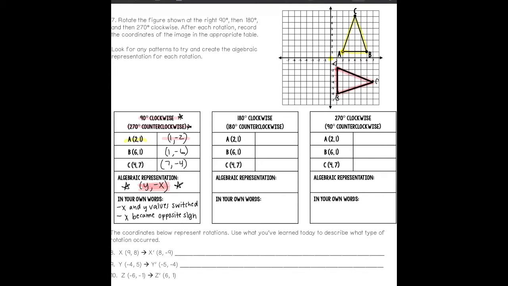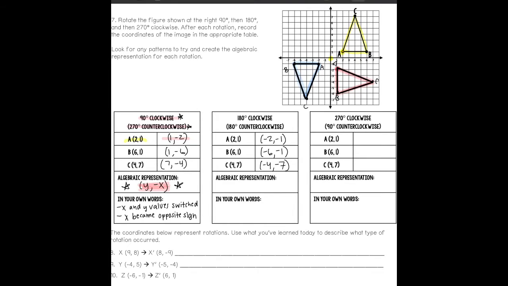Okay, so now we're just going to do the same thing for 180 degrees, okay? So I want you to take that same piece of paper. Put it back on top of your triangle, and this time I want you to rotate it 180 degrees clockwise, okay? Or counterclockwise. You'll end up in the same position no matter which way you go. So go ahead and pause your video and do that.